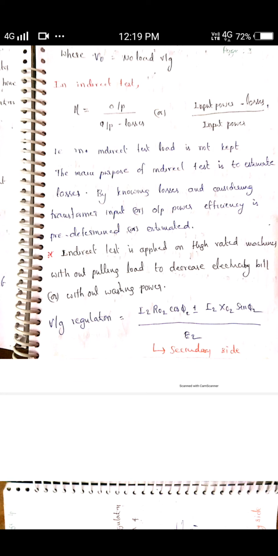There, voltage regulation from indirect test of transformers we will calculate by using the formula I2 R02 cos phi 2 plus or minus I2 X02 sin phi 2, divided by E2, on the secondary side. If you want the primary side, you can also calculate I1 R01 cos phi 1 plus or minus I1 X01 sin phi 1, divided by V1 there. Primary side, but in the majority of cases we have to calculate the secondary side. Why? Because we are putting load there only.